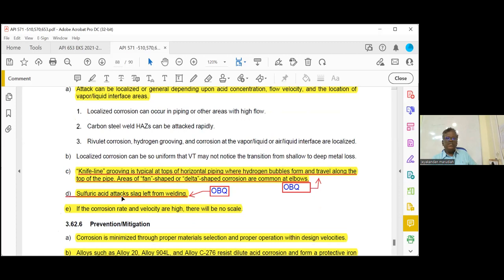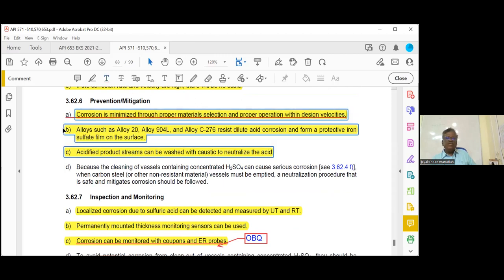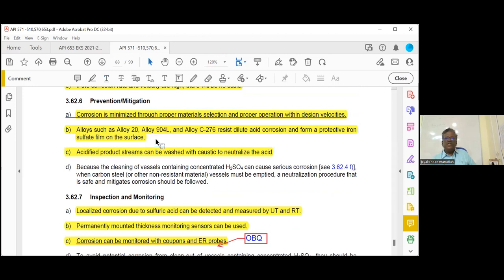Then sulfuric acid attacks slag left from welding. If the slag is not cleaned, then the sulfuric acid will attack it. Then prevention, highlight this one. Corrosion is minimized through proper material selection and proper operations. Alloys such as alloy 20 and 904 alloy will resist dilute acid and form protective iron sulfate films.